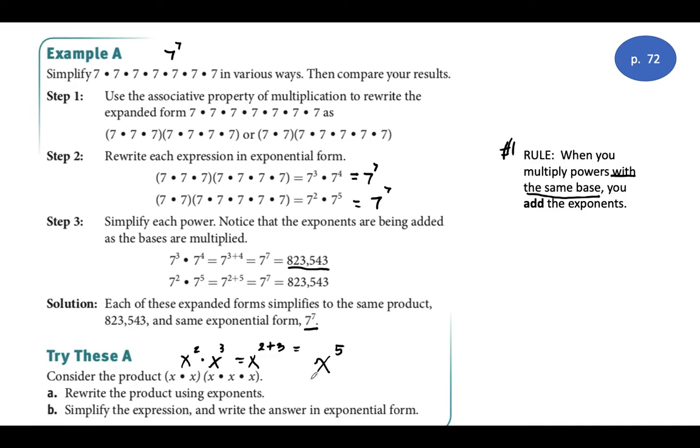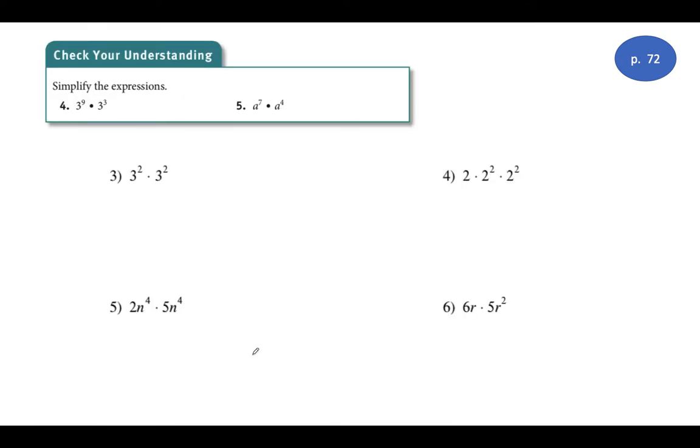And this is writing it in exponential form. You notice they said write the answer in exponential form? That's this. Don't give me x times x times x times x times x. That is expanded form. Okay, let's practice this a little bit.